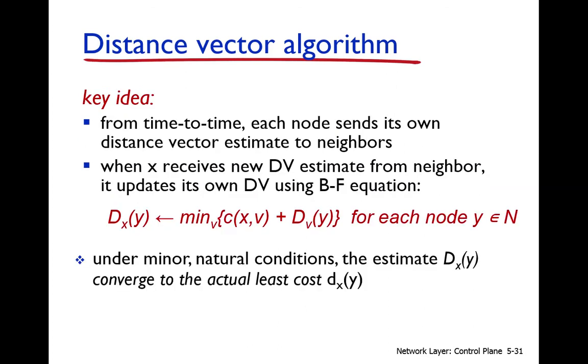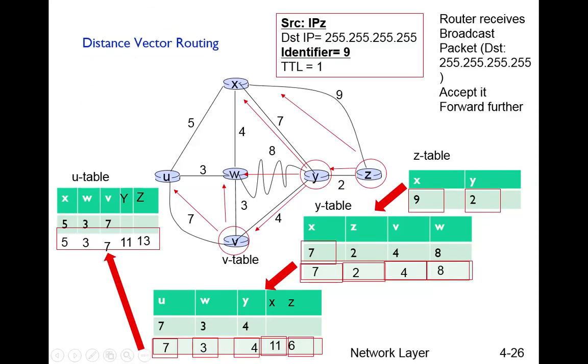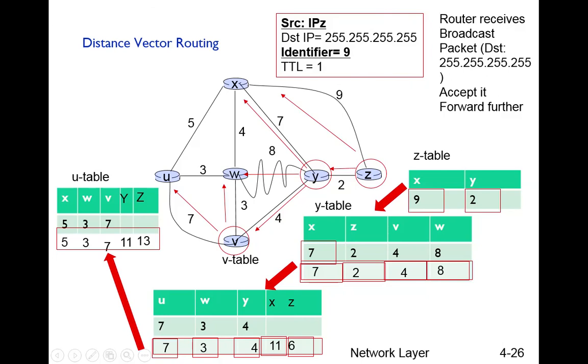So, the distance vector algorithm: the key idea is that from time to time each node sends its own distance vector estimate to its neighbors. You can see that each node sends its complete table. z transmits to y, y transmits to v, y transmits to u. So from time to time, the nodes transmit their complete table. Ultimately, each node will come to know about the whole network topology.